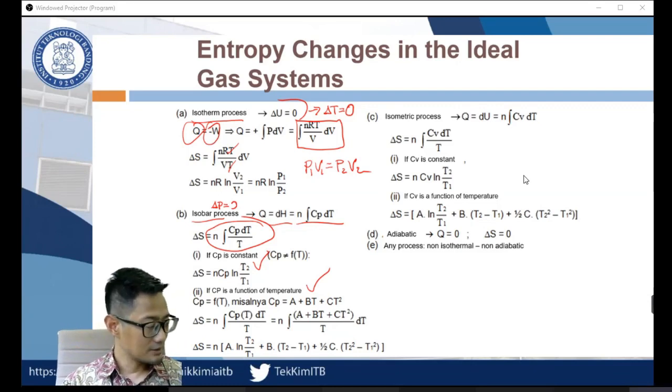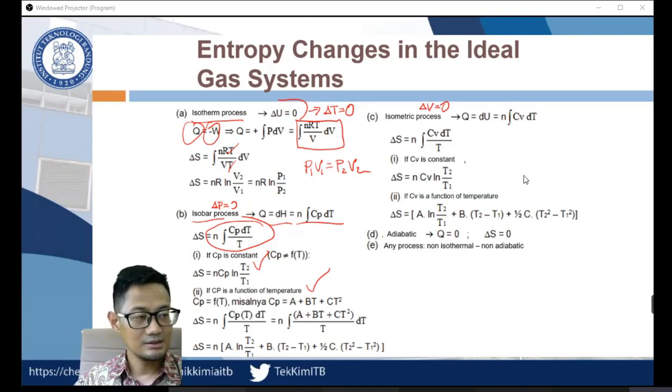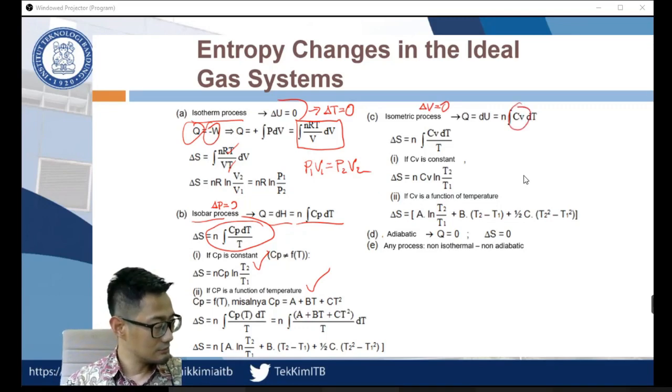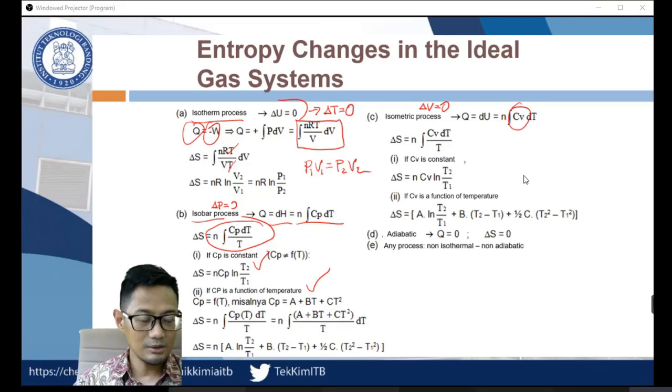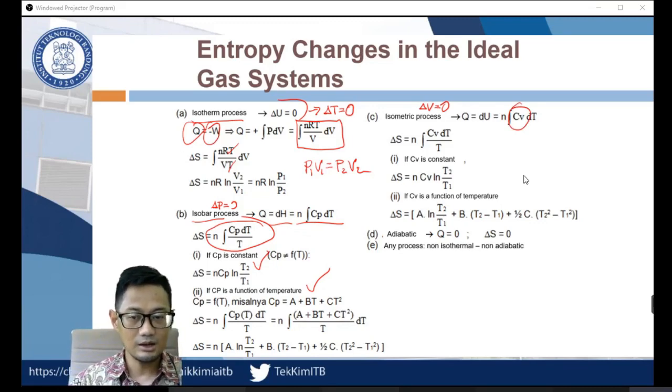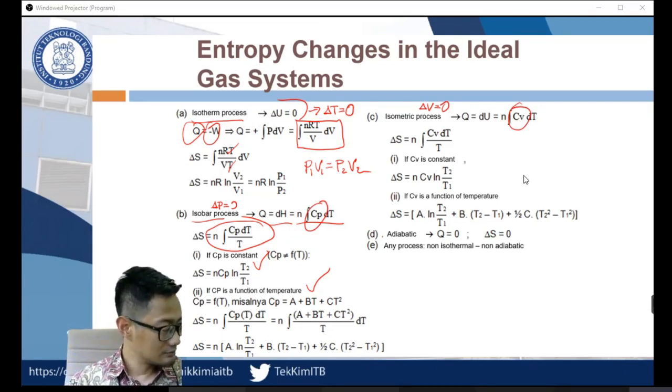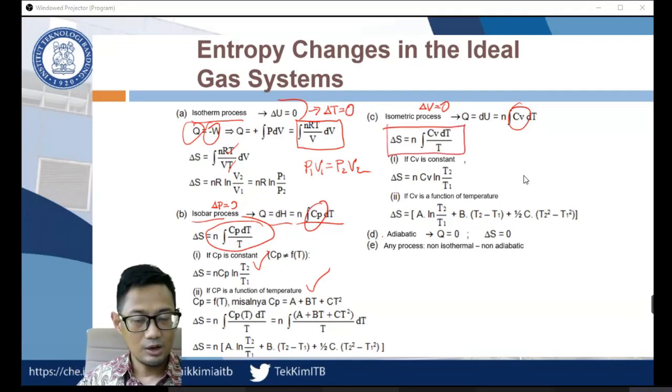How about for isometric process? Isometric means delta V is equal to 0. So the Q would be equal to n Cv, constant volume. Take a note, in isometric, you have to use Cv, while in isobaric, you have to use Cp, constant pressure. So entropy in isobaric is not the same as entropy in isometric. The difference is coming from the heat capacity. One in constant volume, the other one is in constant pressure.